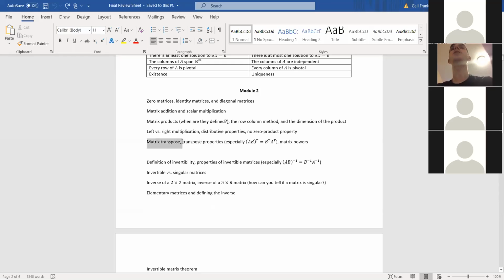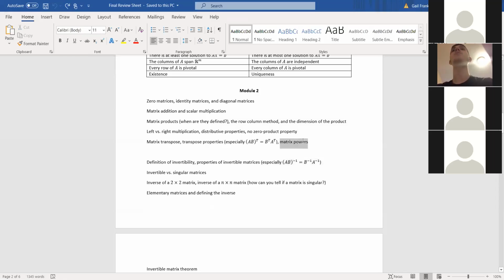The matrix transpose: the rows become the columns, etc. For the transpose properties, the transpose of a sum is the sum of the transposes. Scalar multiplying still works. And then this is the most important one. The transpose of A times B is the transpose of B times the transpose of A. So you're switching the order. And that's also the same thing for matrix inverses, which I'll get into in a second.